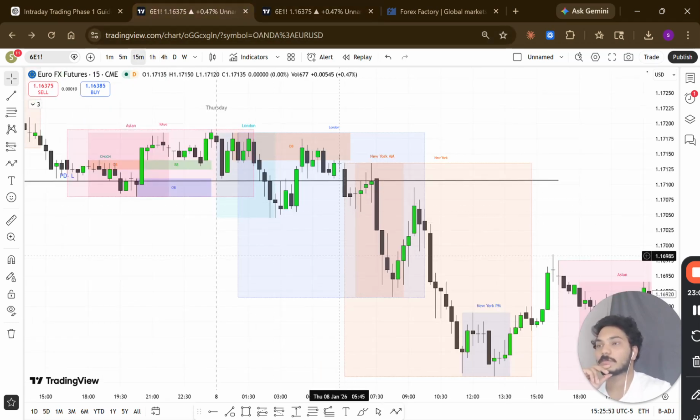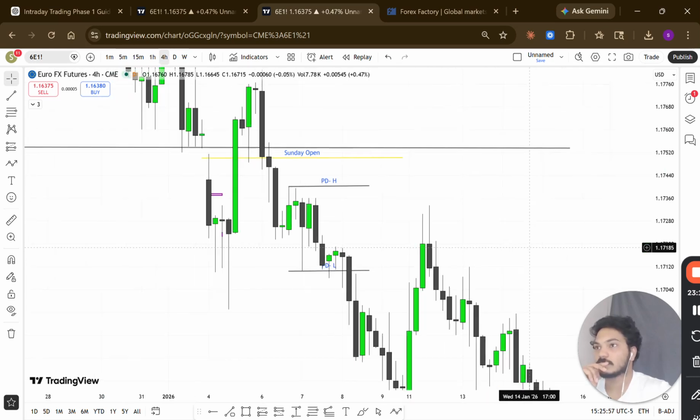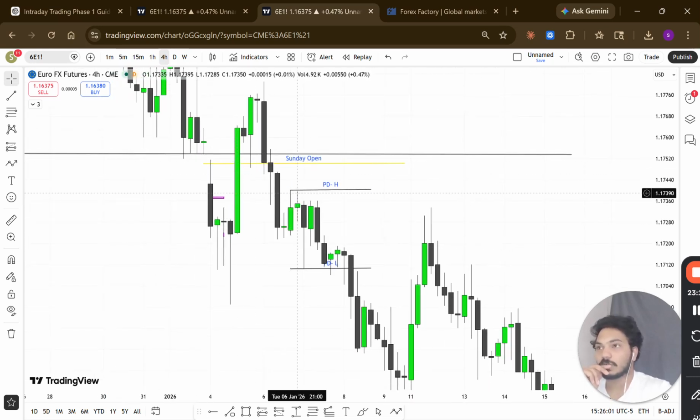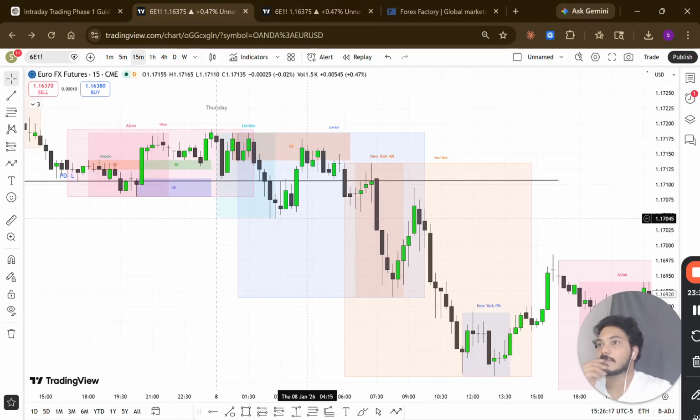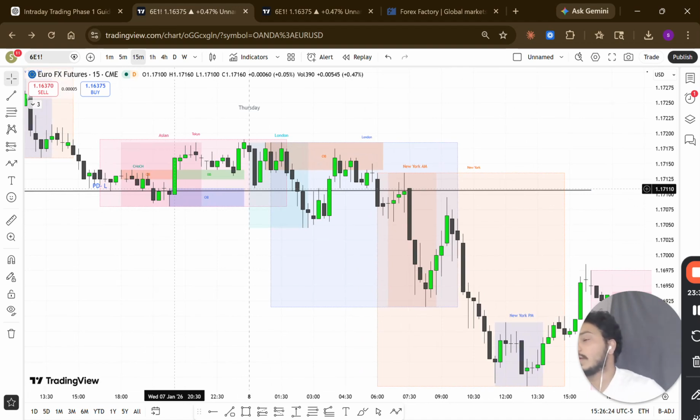15 minute. So on the 4 hour it made a lower high. There's a strong momentum candle downwards, so I'm expecting it to make a lower low, crossing this previous day low. So we're here, right here. This is the previous day low, and the Asian session opened at this point.